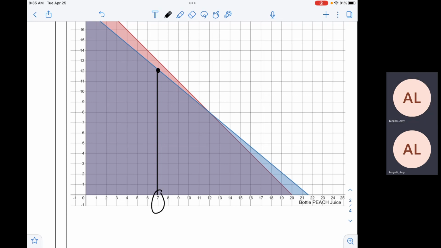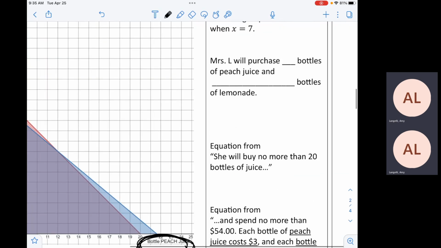So what kind of statement can I make about that? What is 7? Should I give you some more guidance? What is 7? Is 7 how many cats I buy? Is how many what? Of which one? 7. Okay, so Mrs. Langelli will buy 7 bottles of peach juice.